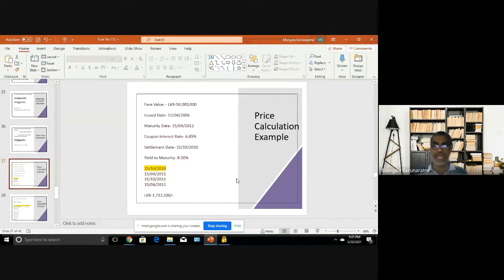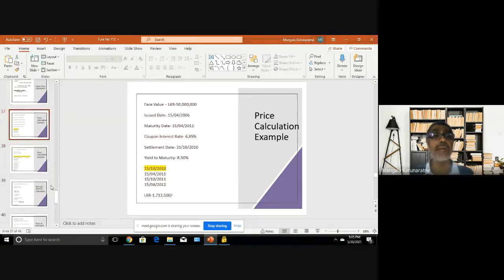You will say, look here, the market gives me 8.5, your bond gives me only 6.85, so I don't buy this for 50 million. Give it at a lesser price than 50 million, right? That is the argument here. As you said correctly, it is at a discounted price. We have been going through all this time how to calculate this discounted price, right? But now in our new example, right?